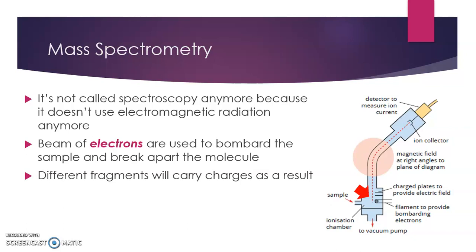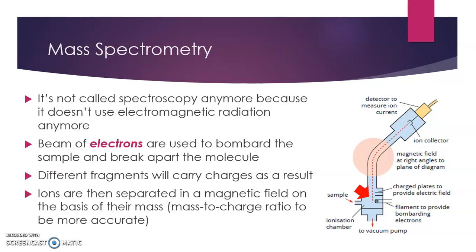Electrons hit electrons: they either kick off an electron to leave you with a positive charge, or they break you apart and one part will have more electrons than the other. So different fragments will carry charges as a result, and then those ions are able to be separated. Some of the fragments, if they don't have charges, can't be detected in mass spec. But all the other fragments that have charges can be separated in a magnetic field based on their mass, or to be more accurate, their mass to charge ratio.